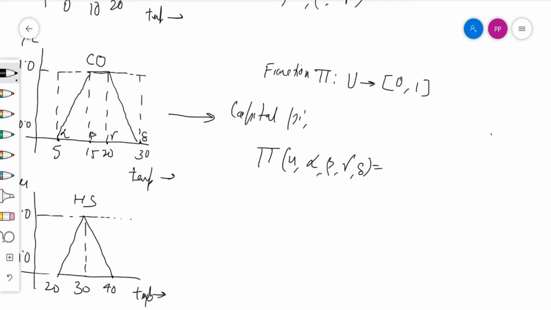U less than alpha, then alpha less than or equal to U less than beta. The constants you have to note carefully. Beta less than or equal to U less than or equal to gamma, then gamma is less than U, is less than or equal to delta, then U is greater than delta.